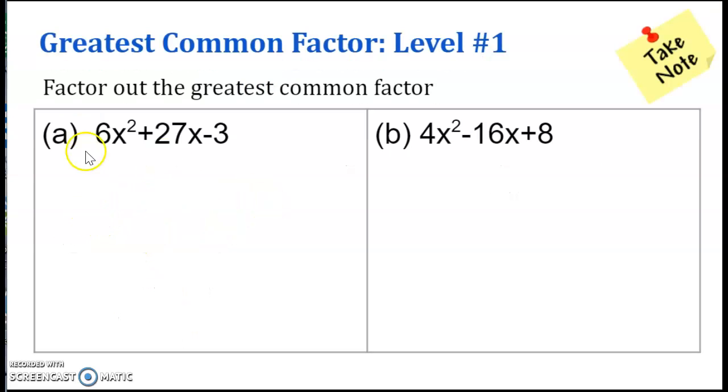All right, so at this point, I would like you to pause the video and see if you can factor out the greatest common factor for these two polynomials. Okay, let's go through the answers.